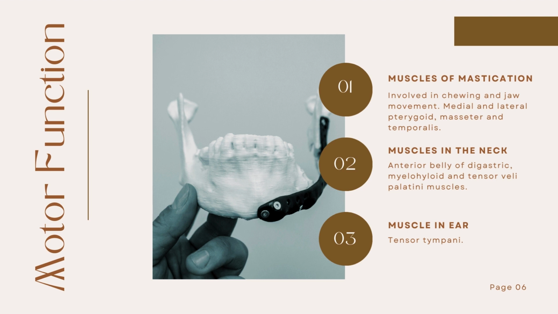The muscles in the neck are involved in neck movement, and specifically the tensor veli palatini is involved in equalising pressure in the ear and elevating the soft palate when you chew. And then the tensor tympani, which is a muscle in the ear that helps protect your eardrum from damage in excessively noisy environments.